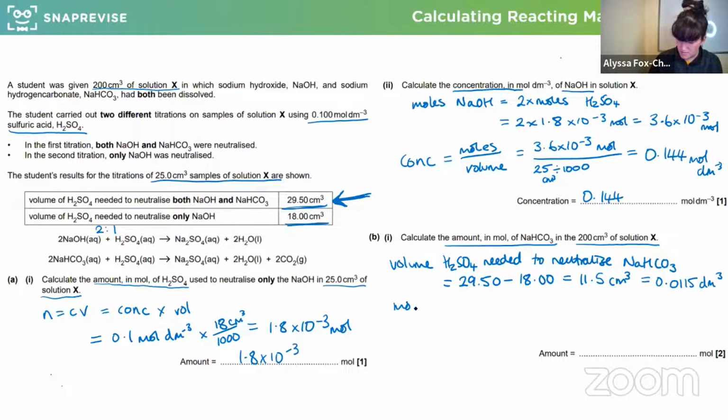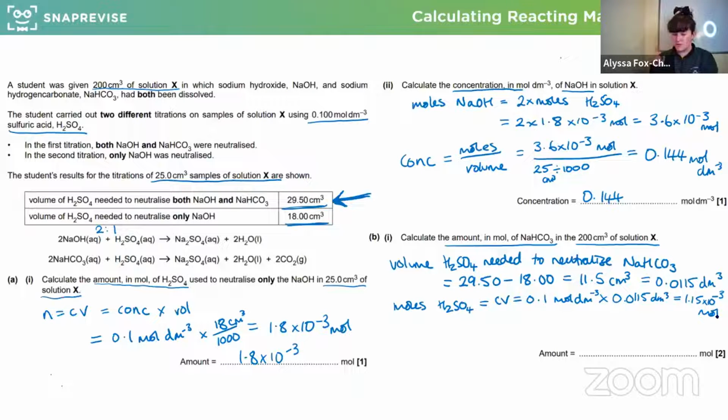So for H2SO4, sulfuric acid, moles equals concentration times volume. So my concentration I have from earlier is 0.1 moles per decimeter cubed, that was given to me in the question, times by the volume, which I've just calculated as 0.0115 decimeters cubed. That gives me 1.15 times 10 to the minus 3 moles of sulfuric acid.